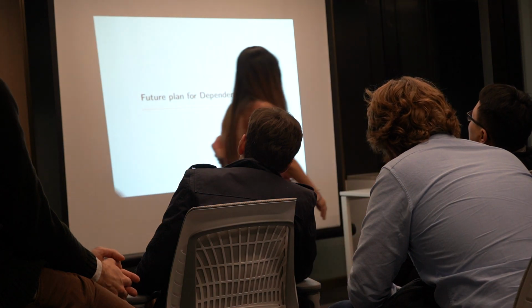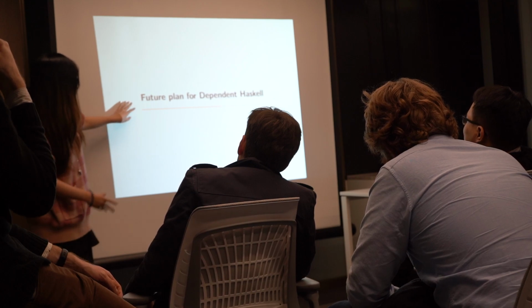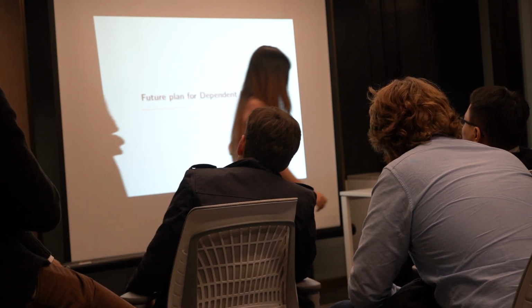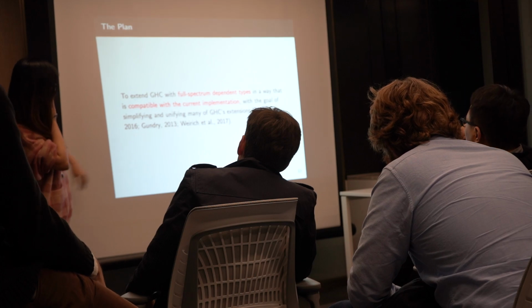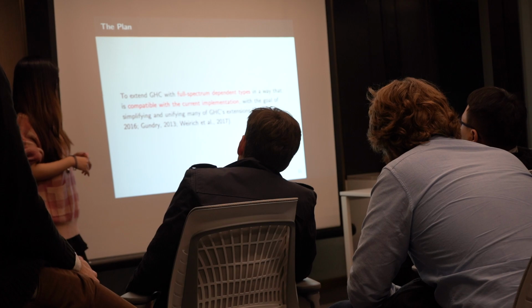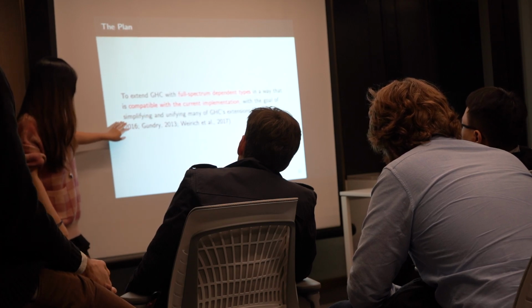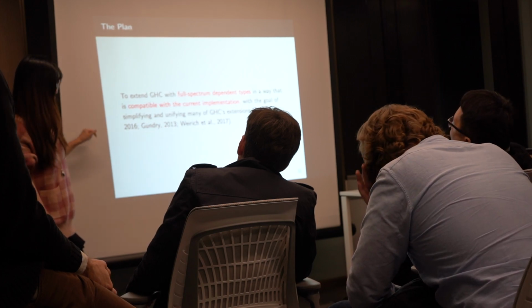So, what can we do better? The answer is yes. We want to have Dependent Haskell, truly dependent type Haskell. The goal is to extend GHC with full spectrum dependent types, which we want to be compatible with the current implementation, and we can then simplify and unify those kinds of language extensions.